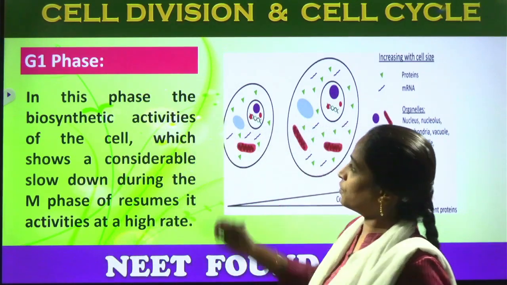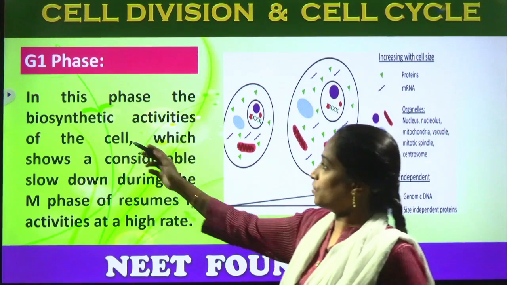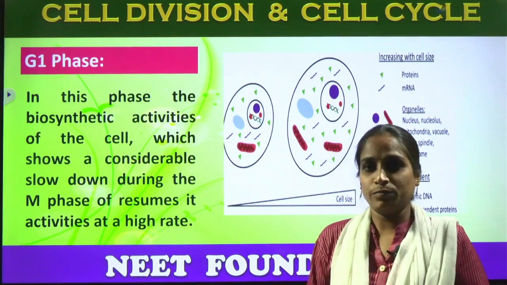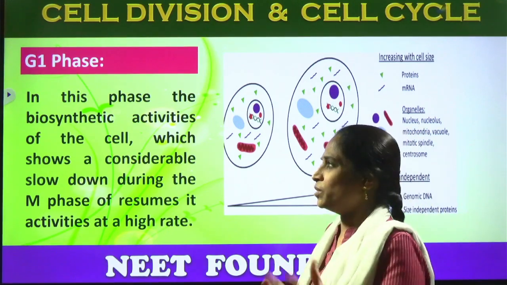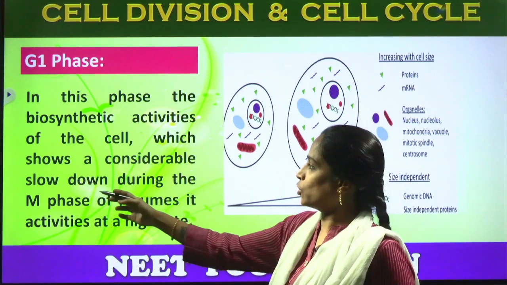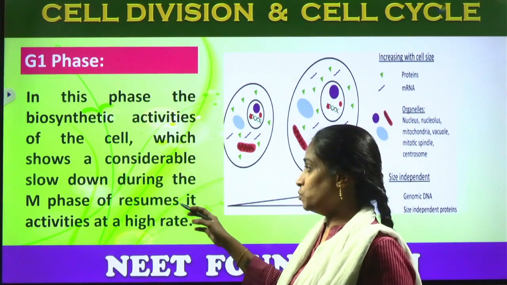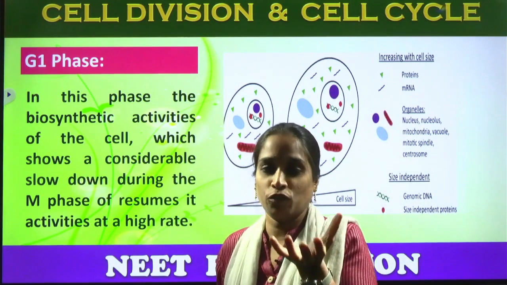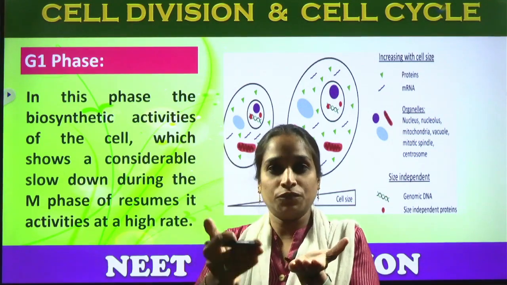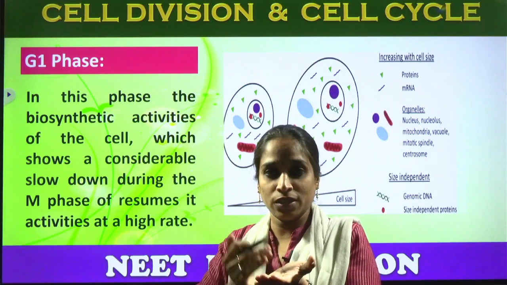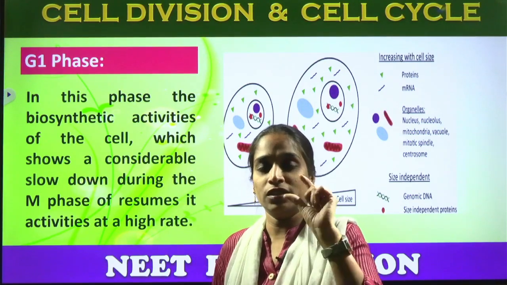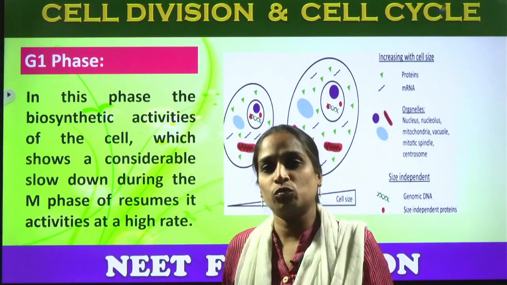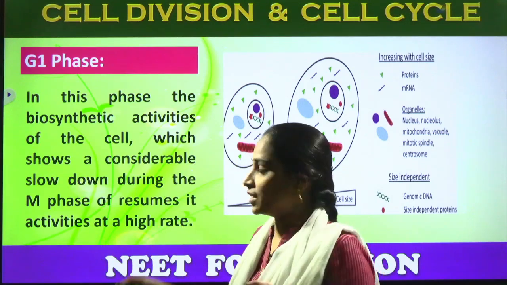Next, the continuation of the G1 phase. In this phase, what happens? We observe biosynthetic activities. Synthetic means preparing, manufacturing something. These activities show a considerable slowdown during the M phase, and resume at a high rate afterwards. Here we observe new cells forming, and these new cells undergo the interphase. Interphase helps the daughter cells to undergo mitotic cell division. A single condensed chromosome is responsible for doubling the number of chromosomes in new cells. That is the interphase.